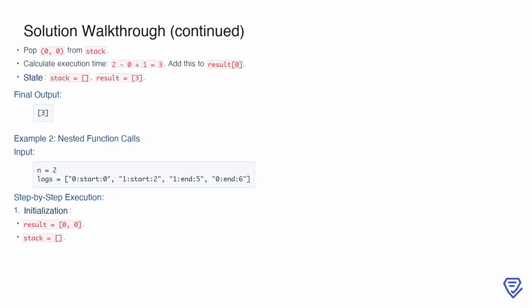Moving on, the third log marks the end of function 1 at timestamp 5. We pop (1, 2) from the stack and calculate its execution time as 5 - 2 + 1 = 4, adding this to result[1]. Afterward, we update the start time of the function at the top of the stack to (0, 6), reflecting the adjusted start time of function 0. At this point, the stack contains (0, 6), and result becomes [2, 4].